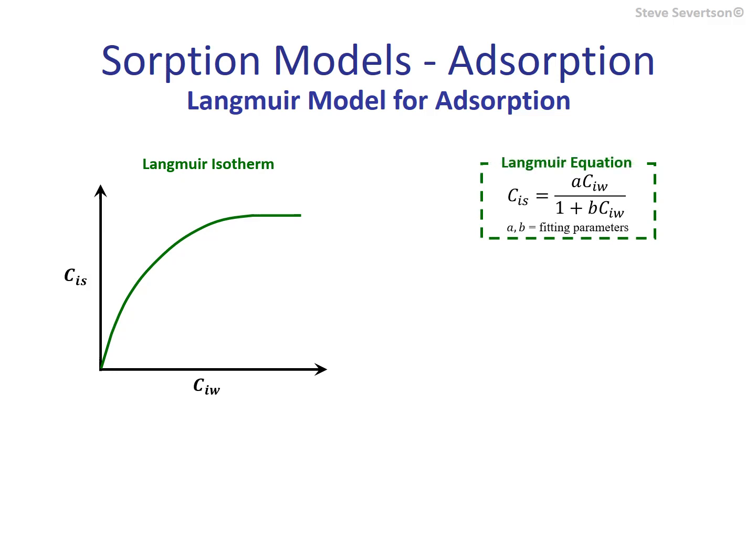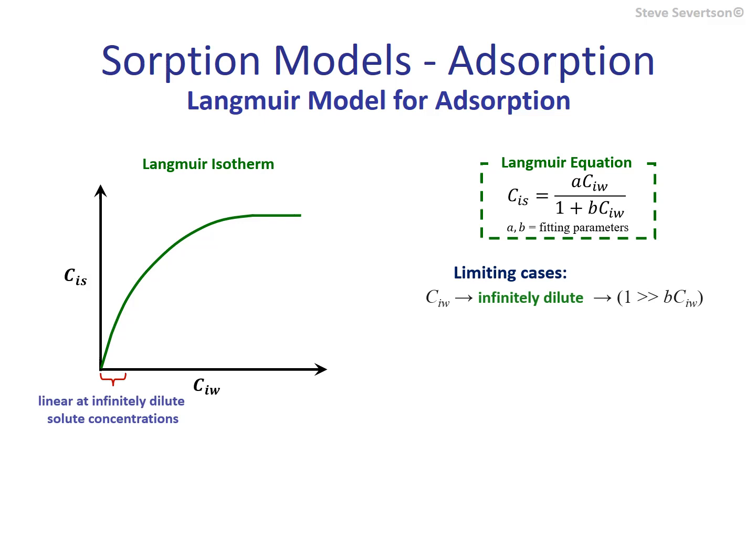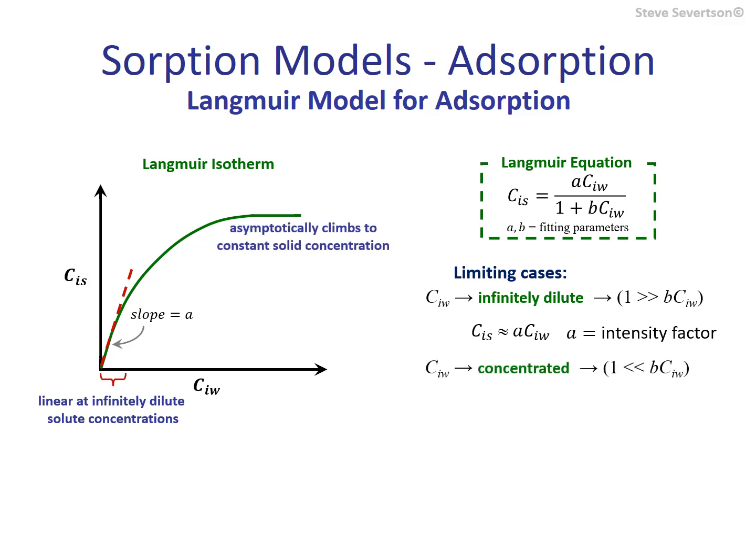It is instructive to examine the limiting cases for the equation, beginning with concentrations at or near infinite dilution for the solute. In this region, the equation reduces to a linear relationship where the solid phase solute concentration is directly proportional to that left behind in the aqueous phase. The proportionality constant is the fitting constant A, sometimes referred to as the intensity parameter. This result is interesting because it shows that both absorption and adsorption processes are capable of producing linear isotherms for low concentrations.